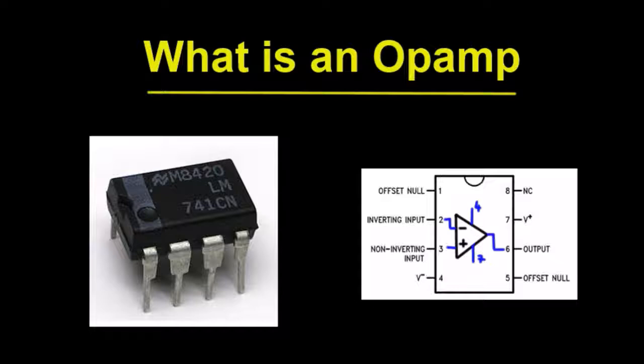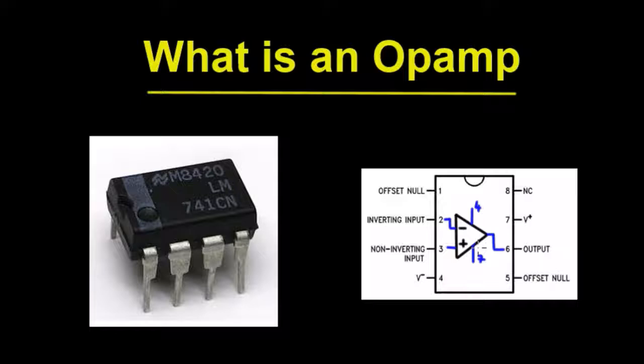In this video we're going to look at the Opamp. So what we have here is a typical integrated circuit Opamp. This is a 741, and you can see here it's got 8 pins, and I've got the pin out over on the right hand side.